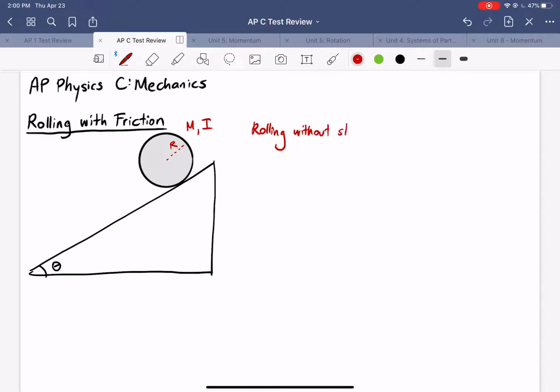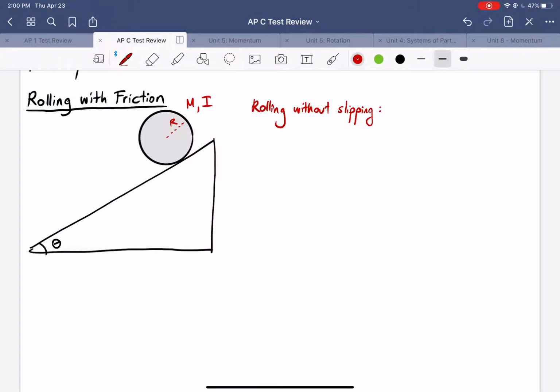Rolling without slipping means that the linear velocity and the angular velocity of the object are related in a particular way. It means the velocity is equal to the angular velocity multiplied by the radius. All right. So first of all, friction is going to be necessary for this to happen.